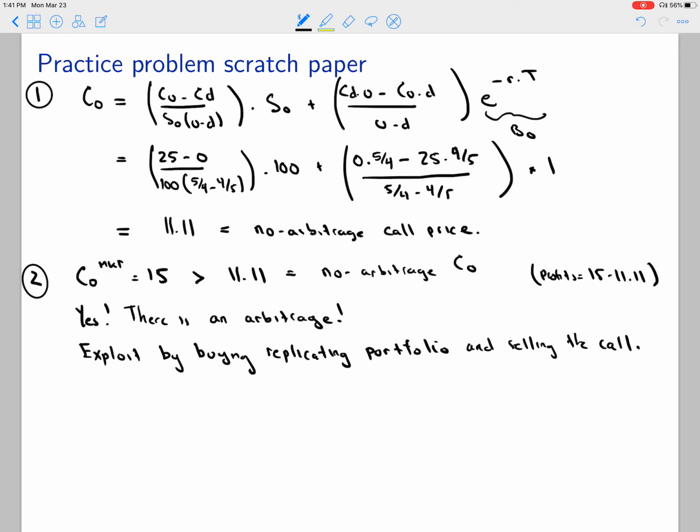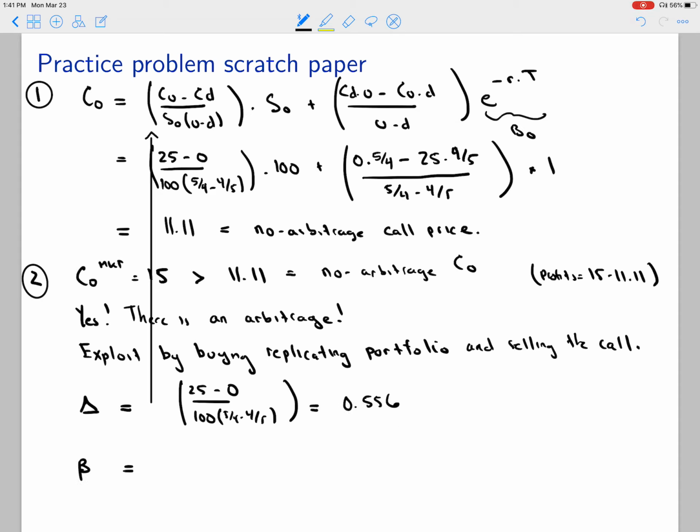What is the replicating portfolio? The replicating portfolio is long delta shares and short beta bonds. Delta is given from up here. Okay. We can calculate what it is. It's 25 minus 0 over 100 minus 5/4 minus 4/5. Okay. This is something like 0.556.